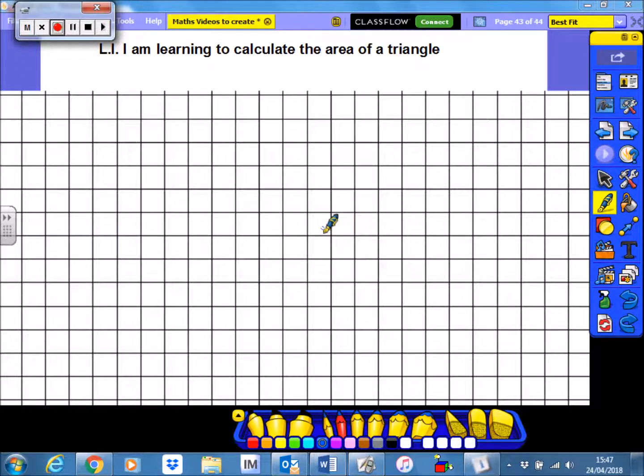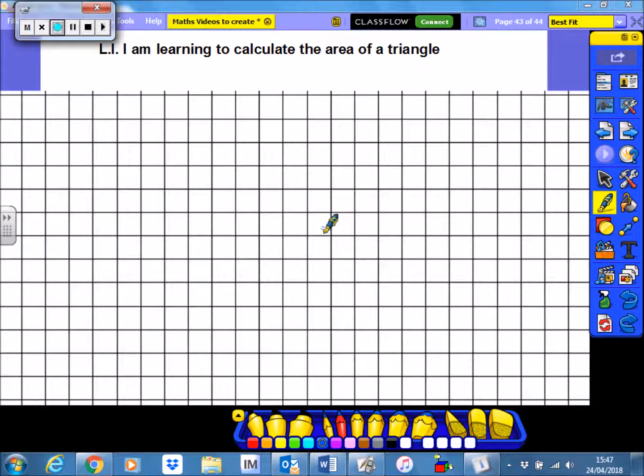Hi guys, in this video we're going to be learning how to calculate the area of a triangle. Now in order to do this, it's a good idea to already know how to calculate the area of a rectangle. There's already a video on how to do that, so if you haven't watched that yet, please go back and watch that first before you proceed with this one.